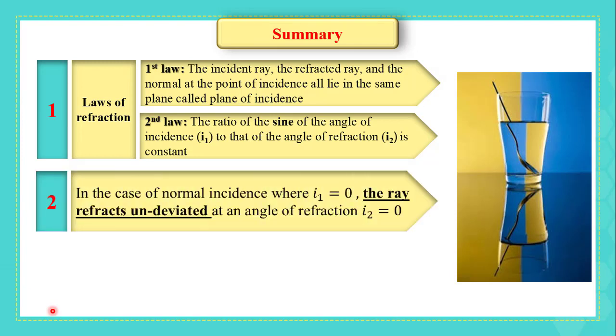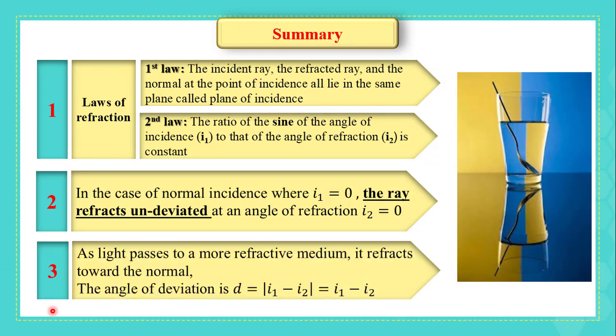In the case of normal incidence, where I1 is equal to 0, the ray refracts undeviated at an angle of refraction I2 equal to 0, and as light passes to a more refractive medium, it refracts towards the normal and the angle of deviation is D equal I1 minus I2.